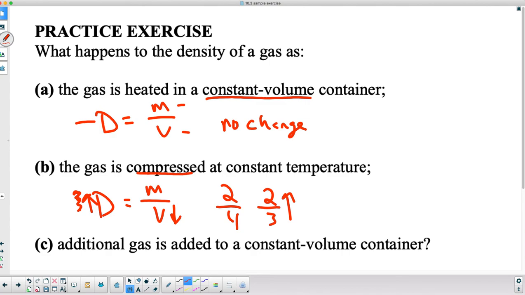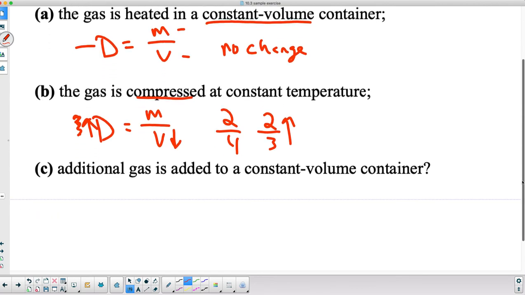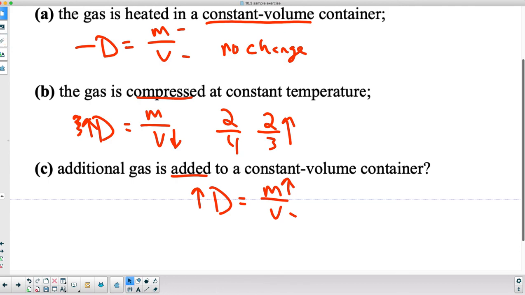Here's the additional gas added to a constant volume container. So now density equals mass divided by volume. If it's constant volume, that's not changing, but the mass is because we're adding additional molecules. And if we increase the mass, what happens to the density? Well, if you increase the numerator, then of course the whole number increases also. So that's going to be an increase of density of the gas. All right, that's it. Nice, quick, easy assignment.